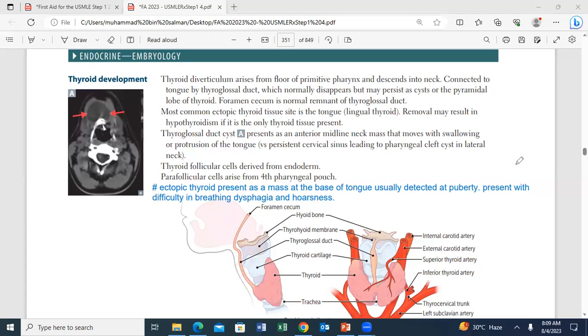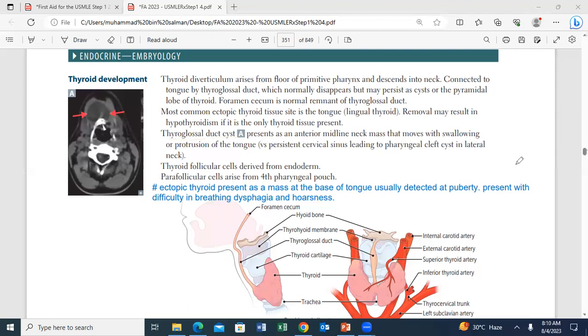This means that even in persistent cervical sinus, there is a protrusion on the neck, but the protrusion will not move with the movement of the tongue, and if it is a thyroglossal duct cyst, it will move with the movement of the tongue.